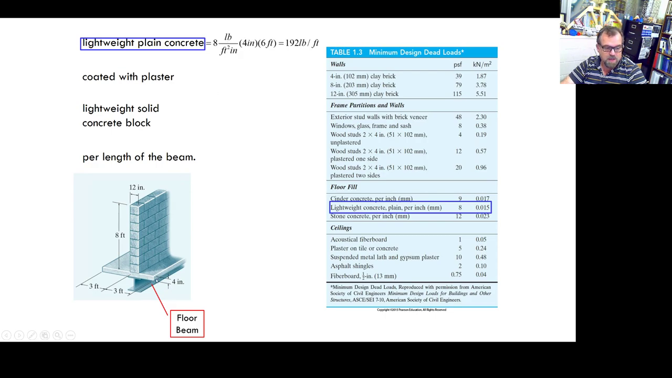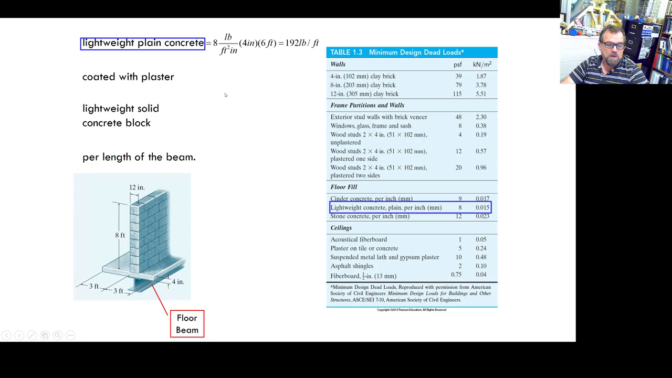That will be how much per square foot. And because we are required to express this in linear foot, then we have to multiply that by the width. And that will give us that the whole slab weighs 192 pounds per linear foot in this direction. Good, that's easy, you see? It's not complicated.